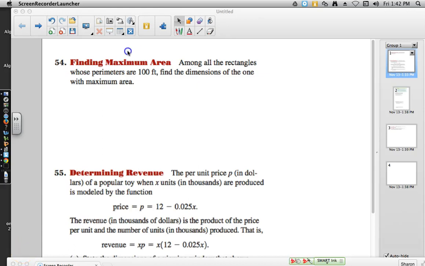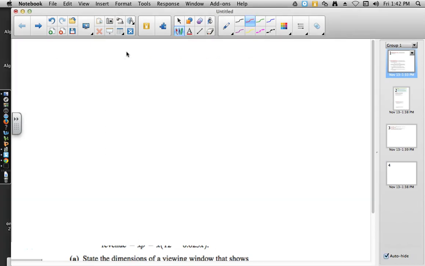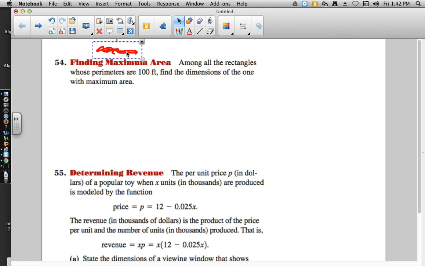These are the frequently asked questions for pre-calculus for section 2-1, day 3. We have some word problems here that we need to deal with, and those word problems are starting with number 54. It says, among all the rectangles whose perimeters are 100 feet, find the dimensions of one with maximum area.